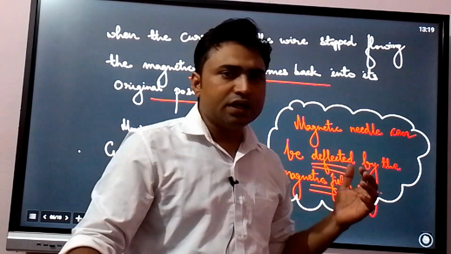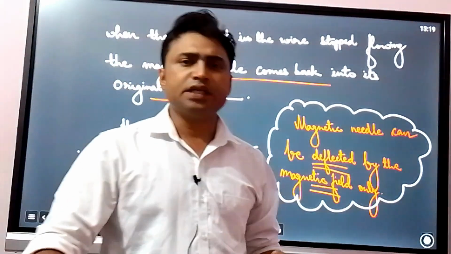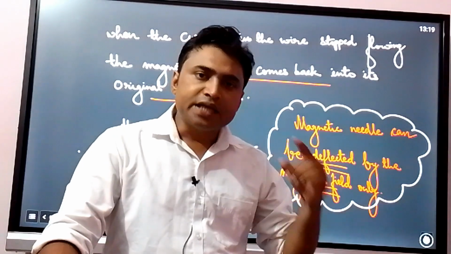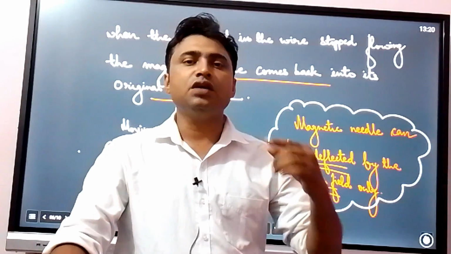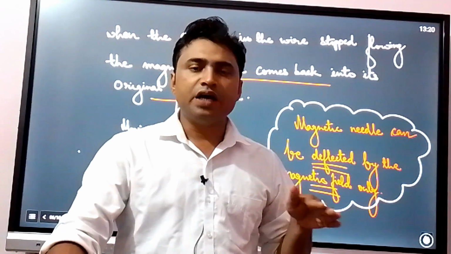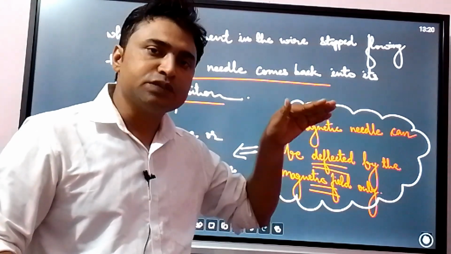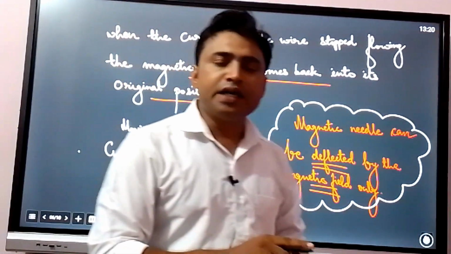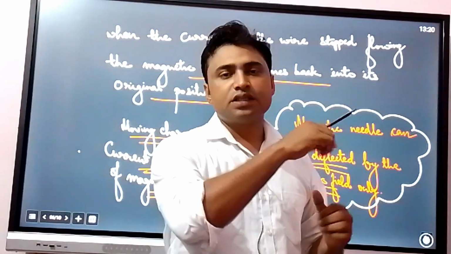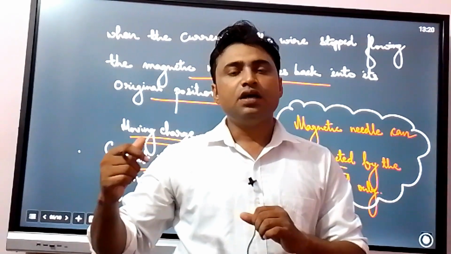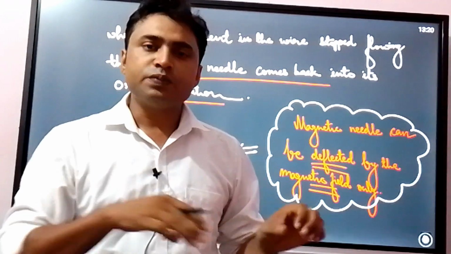Now another scientist has given a rule to find out the direction of the deflection of the magnetic needle in Oersted's experiment. We have seen that when the current is flowing from south to north and the magnetic needle is placed below the wire, the deflection is towards the west. If the direction of the current is reversed, the magnetic needle gets deflected towards the east. We have seen it.